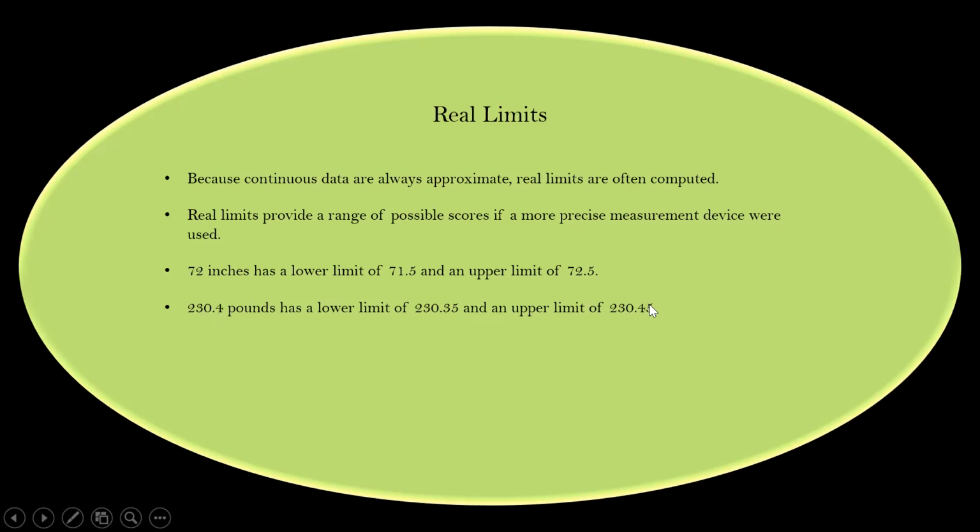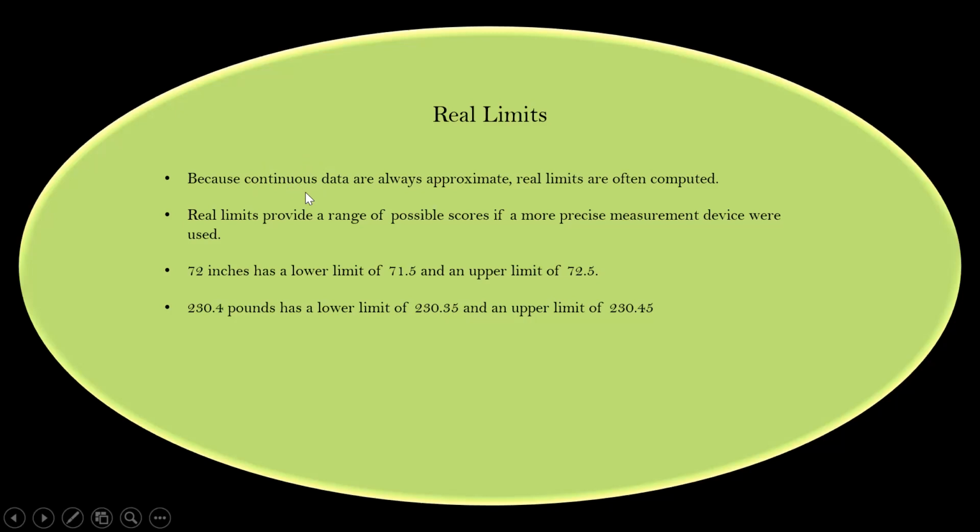And you'll notice my original value has 1 place behind the decimal. Therefore, my answer, my upper limit, has to have 2 places. Right? Then I subtract 1, so that gives me 230.3, add a 5, and I get my lower limit. And remember, we only do this with continuous data.